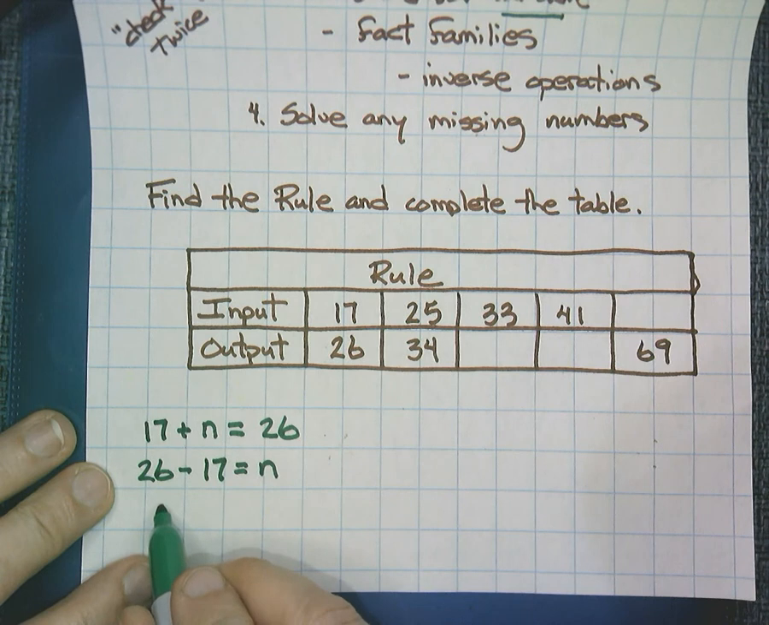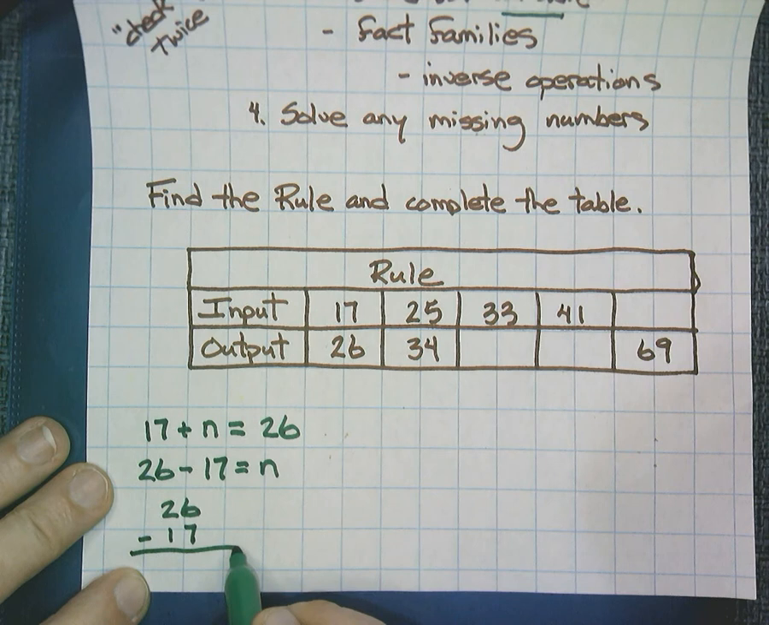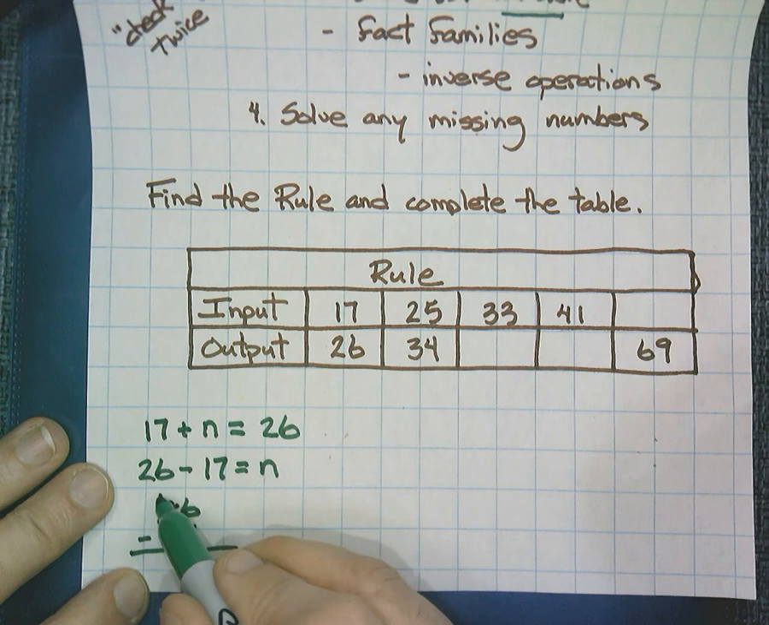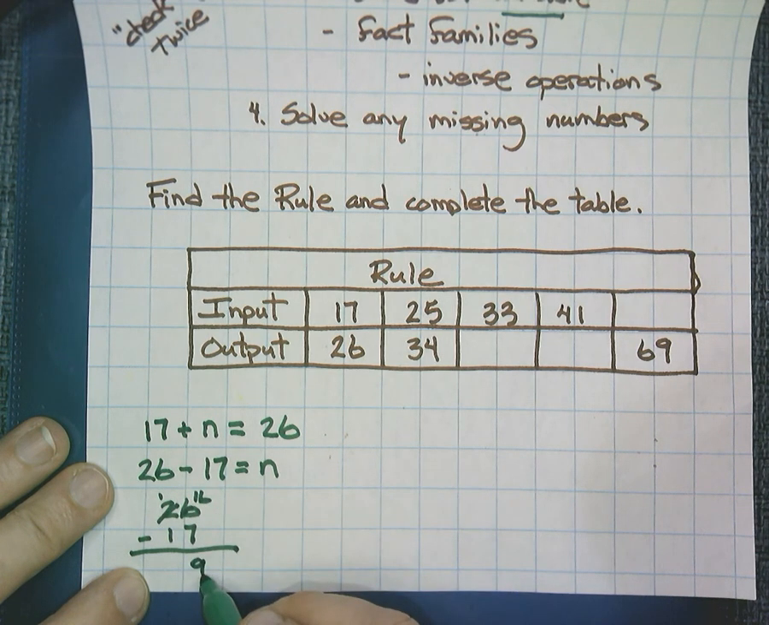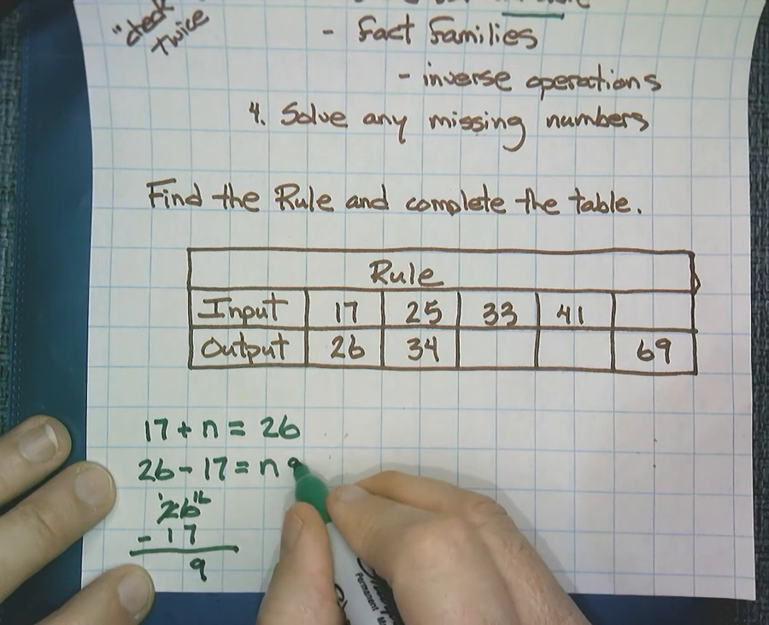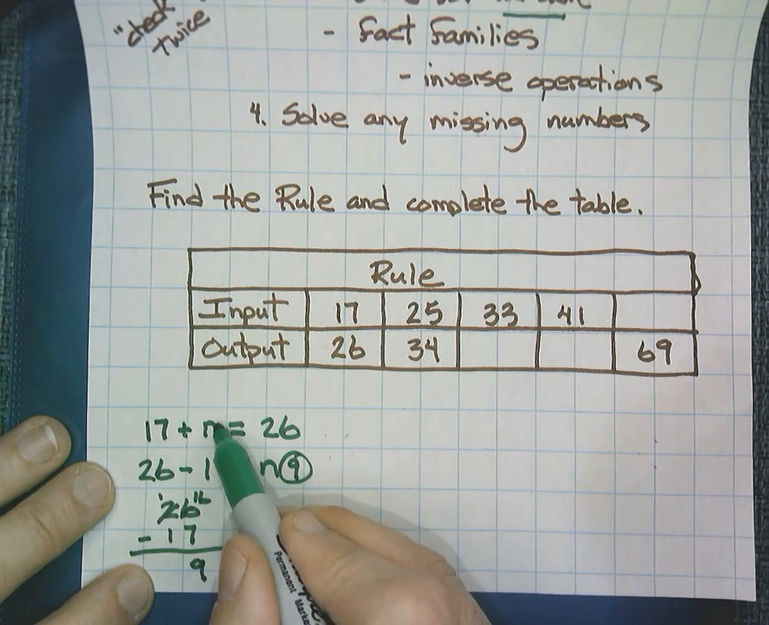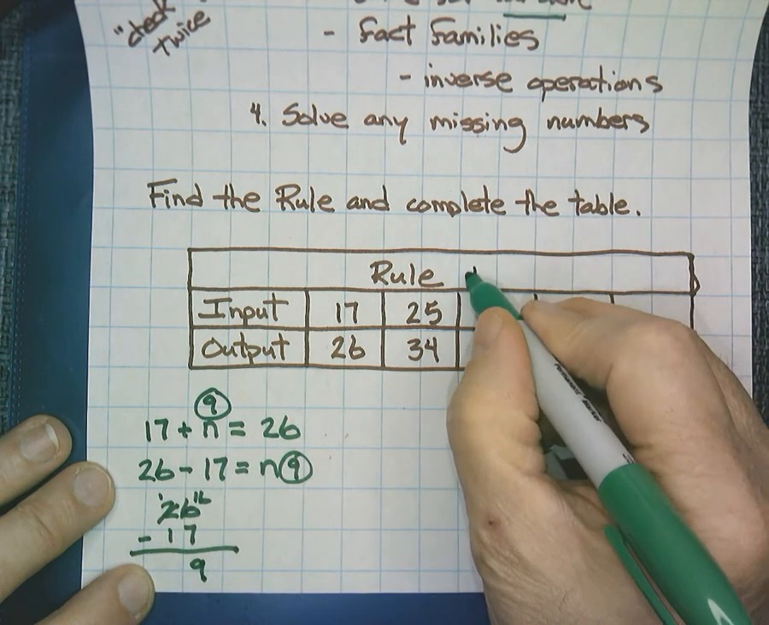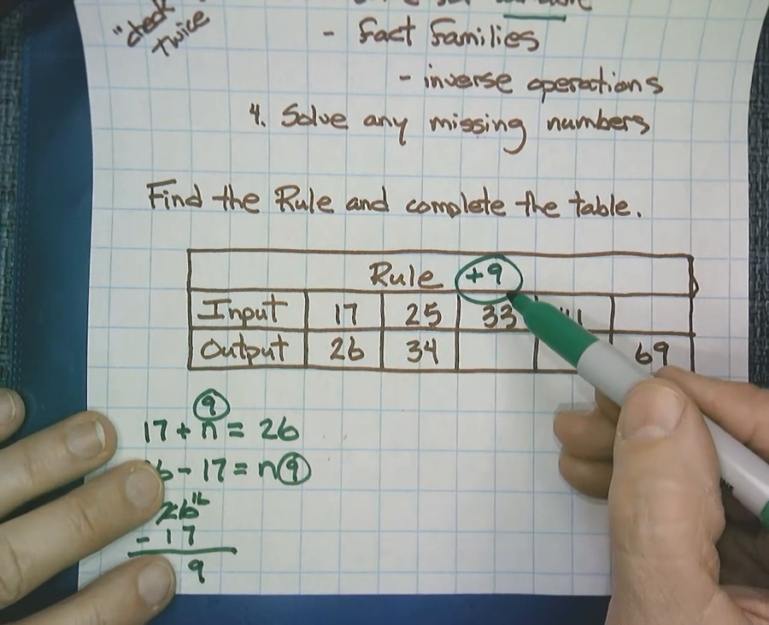I could show that right down here. And I go 6 minus 17. I cannot do that. I would have to regroup. That would become 1. This would become 16. That would become 9. And 1 take away 1 is nothing. So in this case, n would equal 9. If n is 9 here, it is also 9 here. So we've determined what our rule is. Our rule is going to be plus 9. Now we do want to check it twice and make sure.